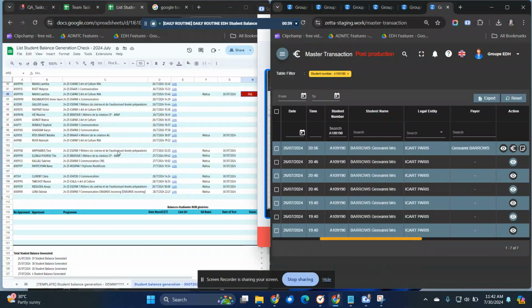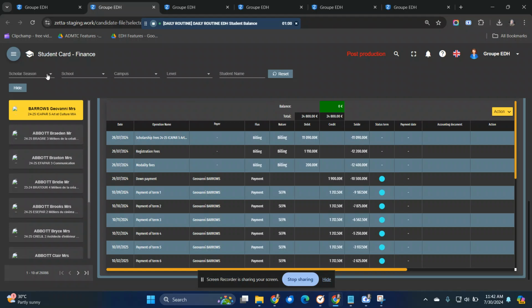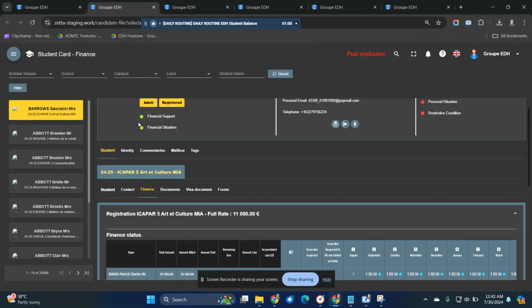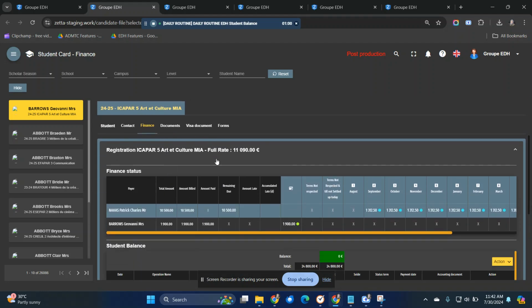Okay, there's an issue for this student. Check in the student balance. This issue when I was testing in the daily routine student balance. And look at this, I go to the student card of the student, from Michapar 5 art at Volturmia.